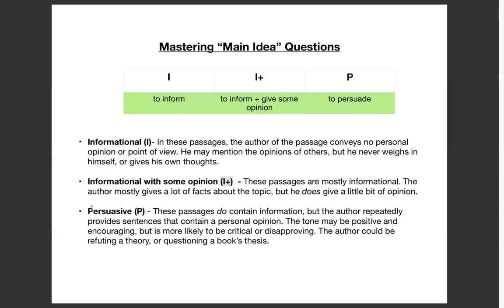And then our last passage type is persuasive, P. These are the most rare. There really are not very many persuasive and strongly opinionated passages on the GMAT. When there is a persuasive passage, the author does have an opinion and it's quite clear. Sometimes it could be positive and encouraging, but more likely it's going to be critical.